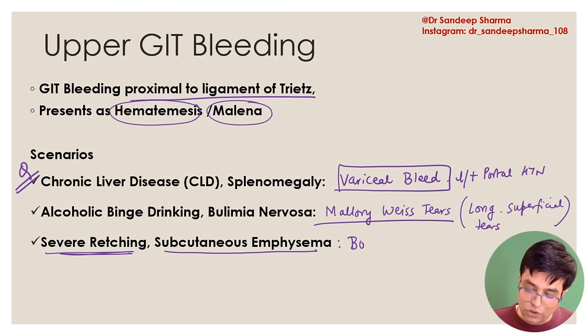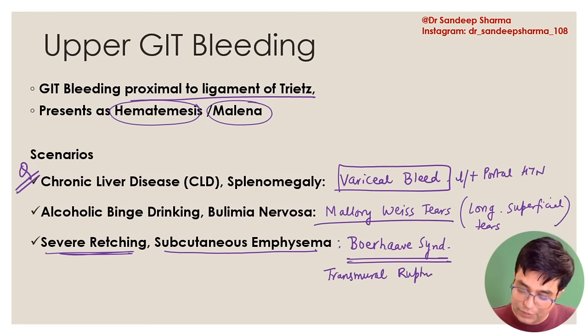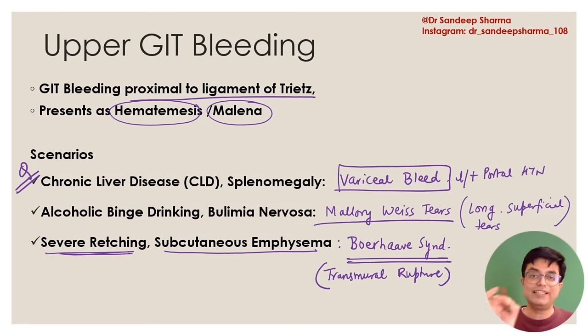This is a syndrome called as Boerhaave syndrome. Boerhaave syndrome mein kya hoga? It is also associated with alcoholic patients who do a lot of vomiting, but entire lower esophagus rupture ho jayega. So there will be transmural, entire thickness rupture of the esophagus, producing subcutaneous emphysema. Urgent therapy, CT scan karna padega, and urgent surgery will be needed in these patients, right?